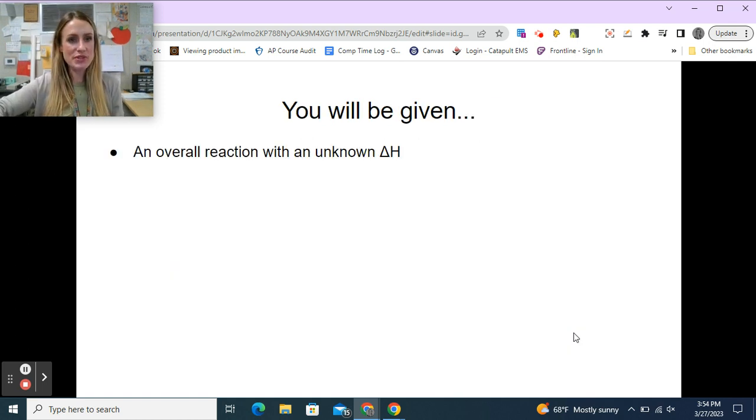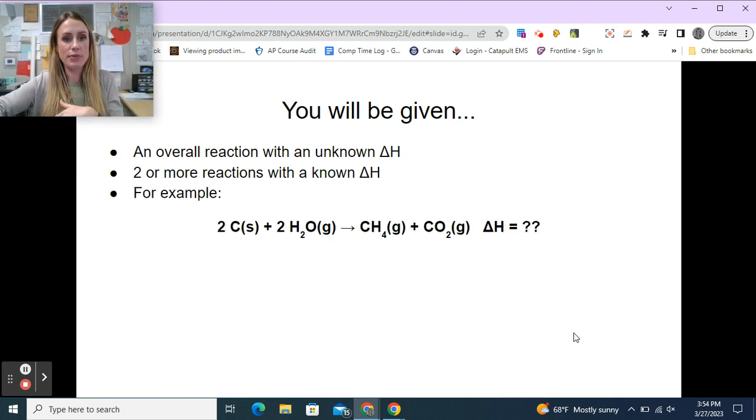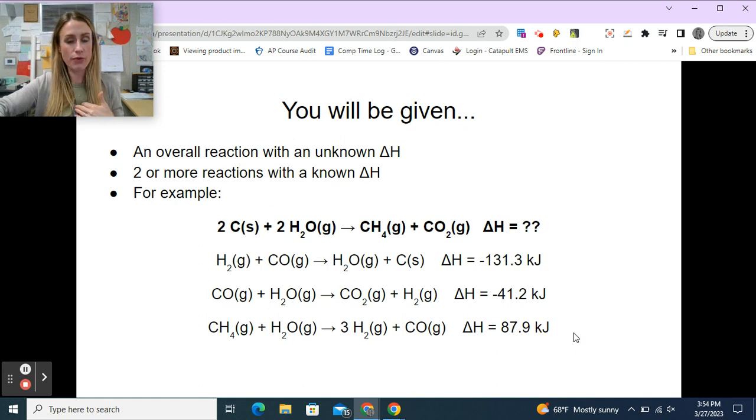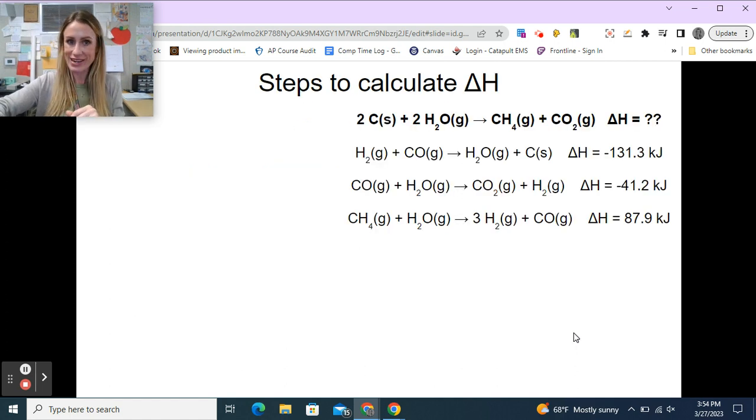Now, in these problems, you're going to be given an overall reaction with an unknown delta H, and then you're going to be given two or more reactions with a known delta H that you need to manipulate so that you can get that overall unknown reaction. So, for example, here, this is my overall reaction where I don't know what the delta H is, and then I'm given these three chemical reactions with known delta H's, and from these three, I need to manipulate them so that I end up matching that first reaction. I'm going to show you how we do this right now.